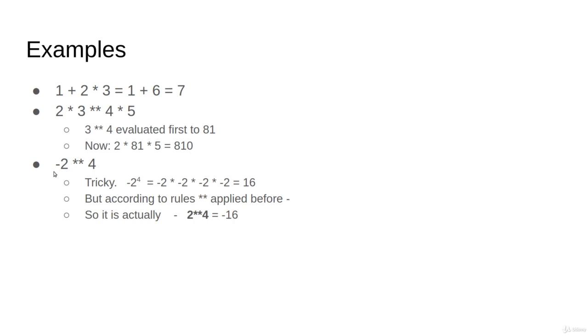Another example is minus 2 to the power 4. Now this is a bit tricky. The way that we read it in math is minus 2 times itself 4 times, which is 16. But the answer will be minus 16. The reason is the power has higher priority than the minus. So 2 to the power 4 will be evaluated first to 16, and then the minus will make it minus 16. If you would like to make sure it is minus 2 to the power 4, then you need to put parentheses around the minus 2 itself.